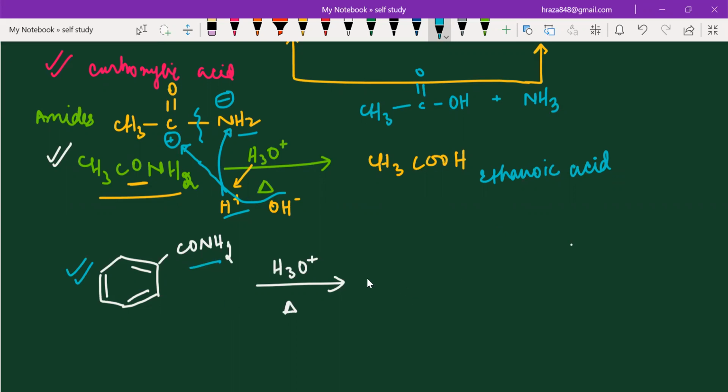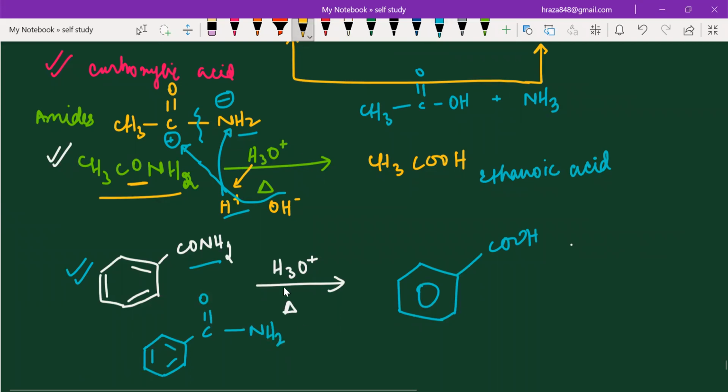This will also be in the same way. You just need to put carboxylic acid in place of CONH2. How did the reaction take place? It's very easy to understand. This is your C double bond O and this is your NH2. This bond will be broken and OH will be added here, and H will be added here. H+ will go to this and OH- will go to this, and NH3 is formed as a byproduct.